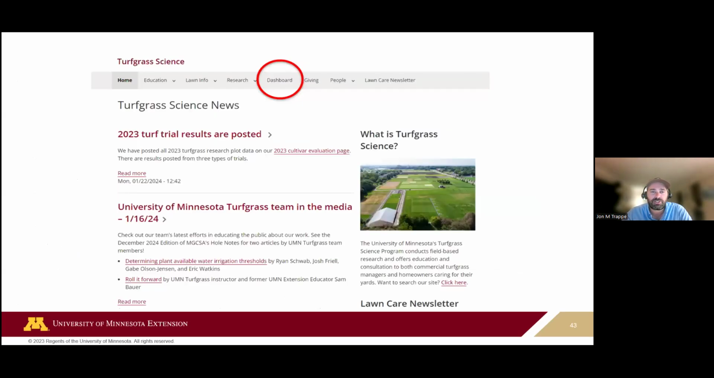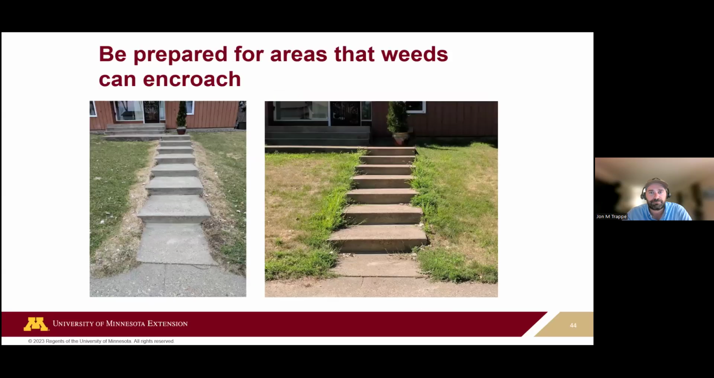This is how you get to it. This is at the turf.umn.edu page. This is the turf dashboard. You can see the link highlighted up there in the red circle.